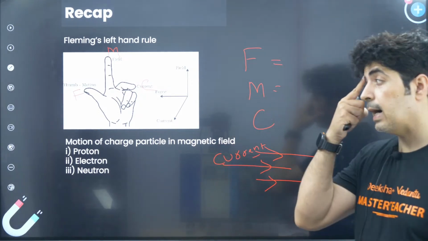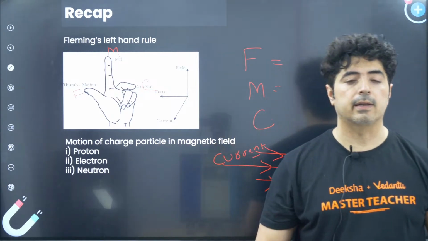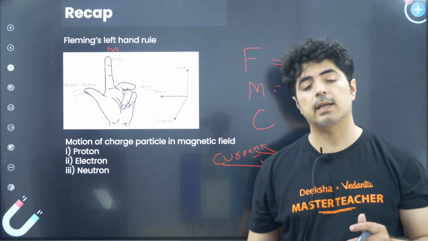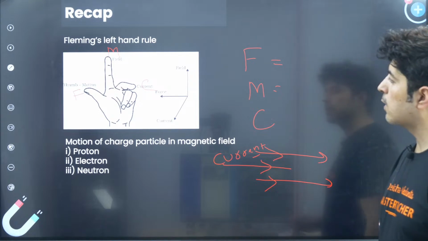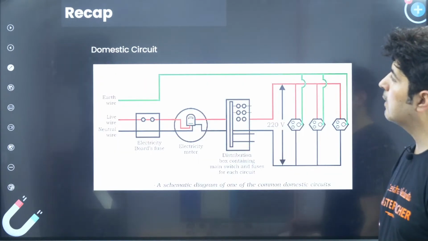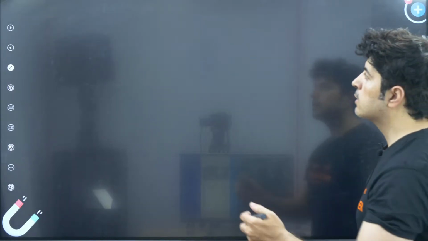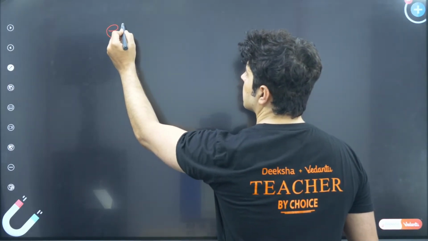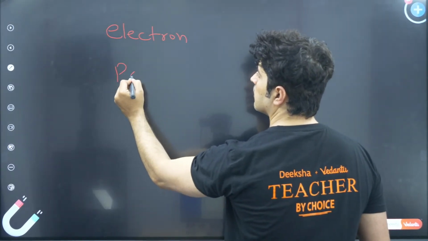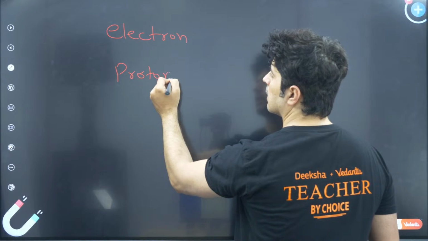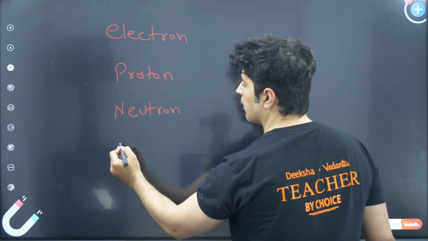The second type of problem which is asked is the motion of a charged particle in a magnetic field. This question has also been asked in the past few years. What is this question all about? How many particles do we have? Let me go on a blank slide first, then we'll go to domestic circuit. So we have the electron, then we have the proton, then the neutron, then the alpha particle.